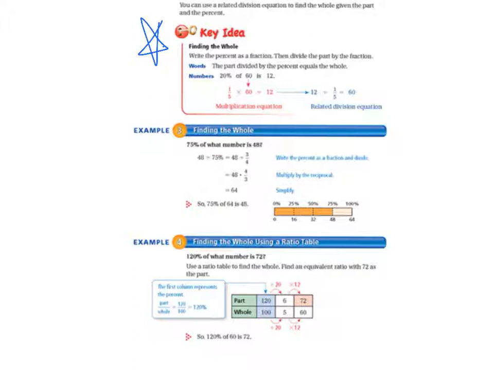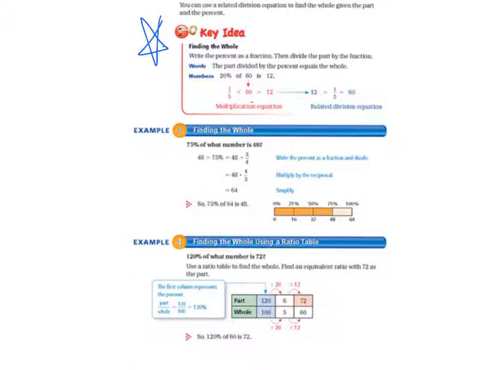So finding the whole, we write the percent as a fraction, then we divide the part by the fraction. So the part divided by the percent equals the whole. So 20% again, 1/5 of 60 is 12.